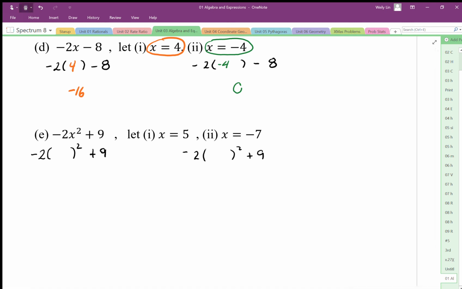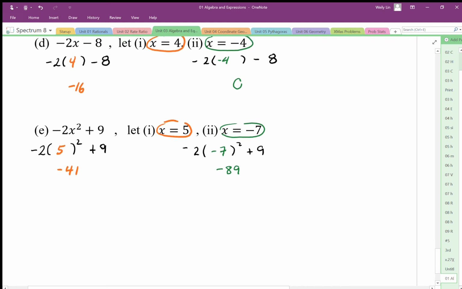Okay, so we're going to let x take on a value of 5. So we're going to do the squared first. We get 25 times negative 2 is negative 50. Plus 9 gives us negative 41. Let x take on a value of negative 7. Well, since the negative is inside the brackets, we're going to do negative 7 times negative 7, which is positive 49, times 2 is negative 98, plus 9 is negative 89. Okay, so there's my expression when I evaluate for those two different values.